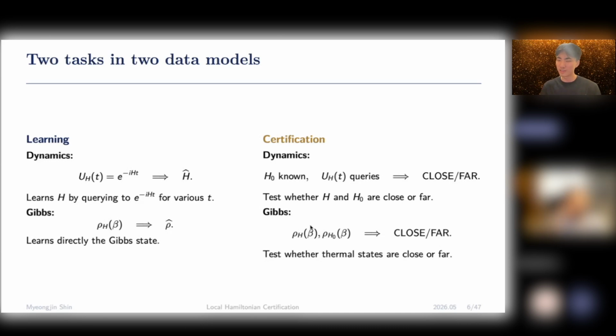I'm going to explain the reason later, but it could be some weak result, but learning directly the Hamiltonian costs an exponential number of samples, so we just avoid it and try to learn the Gibbs state itself. And in certification, also in the dynamics model, we query e to the minus iHt for various t's and test whether H and H0 are close or far. And in the Gibbs state model, we also test whether the Gibbs states are close or far.